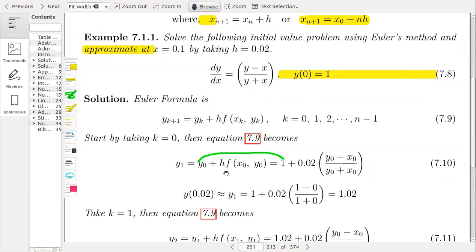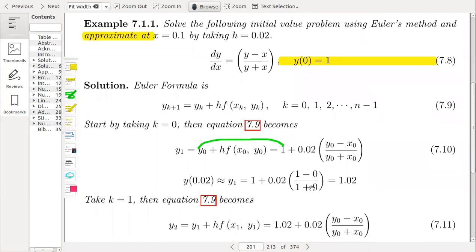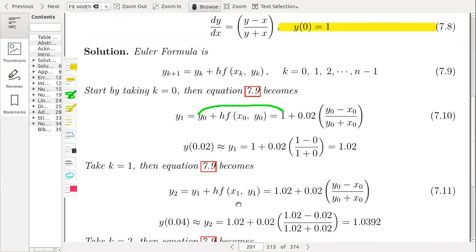Okay, so I need to calculate this. h is given here as 0.02, and then we replace y with y naught and x with x naught. The value of y naught is 1, so replace y naught with 1, and the value of x naught is 0. In this way, we have calculated the first step of the iteration. So this formula works as the iterative formula.